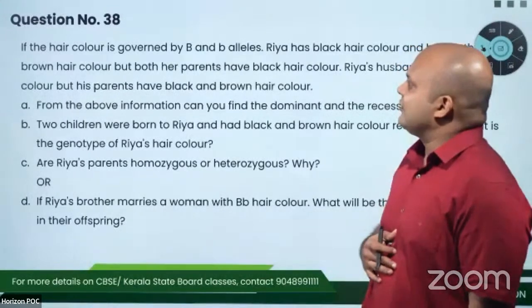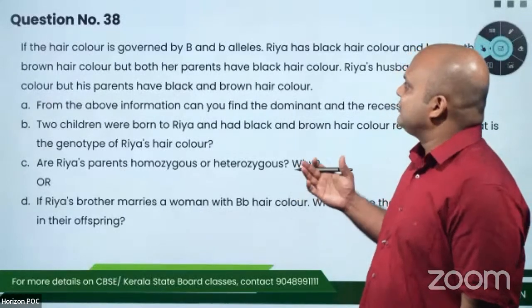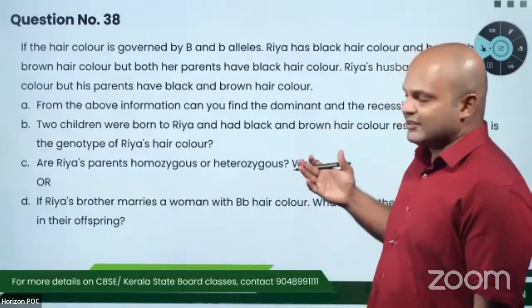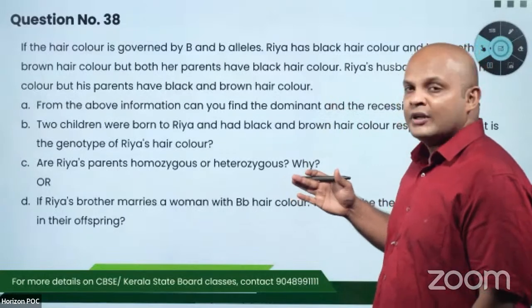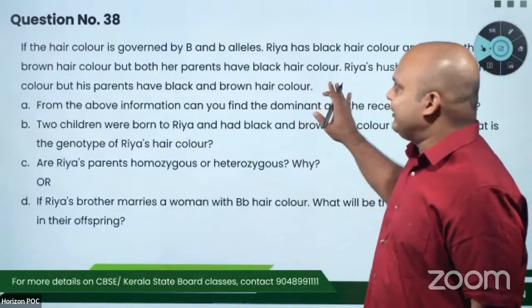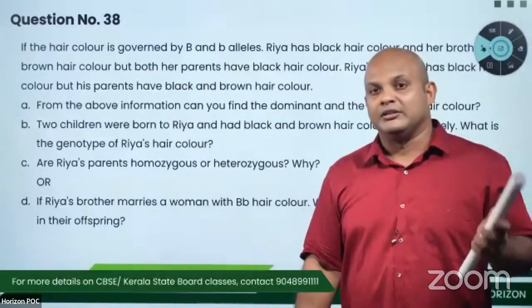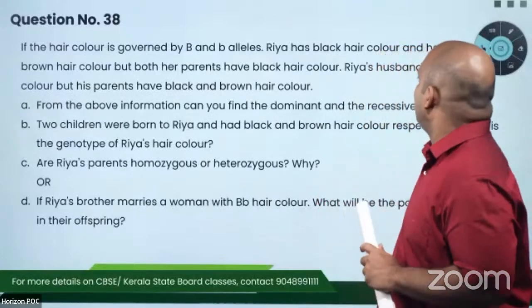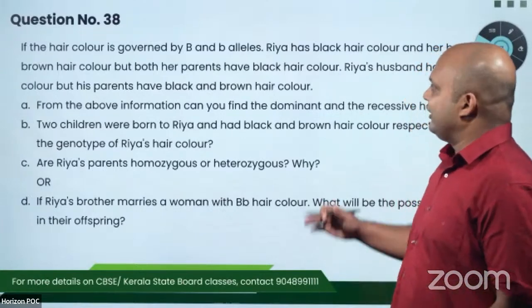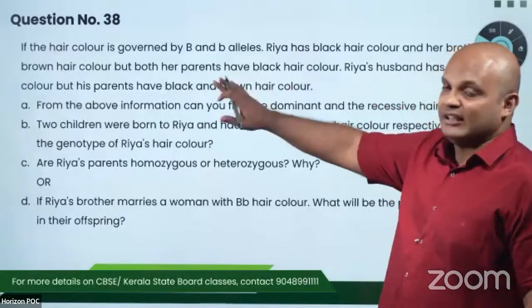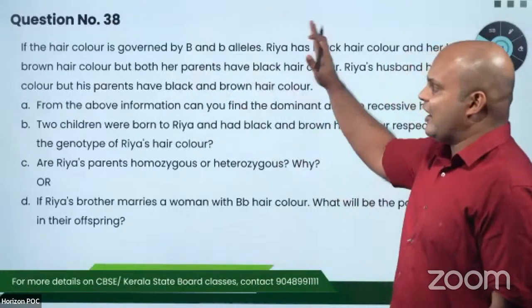Next one, here is a slightly complex problem. If the hair color is governed by the capital B and small b alleles, and there is this person Ria who has black hair color and her brother has brown hair color, but both parents have black hair, right? So Ria has black hair, her brother has brown hair, but both Ria and her brother's parents have black hair. Ria's husband has black hair, but his parents have black and brown hair color. So Ria's husband is also having black hair, but he has parents who have black and brown hair color. So based on this information, we have to figure out these questions.